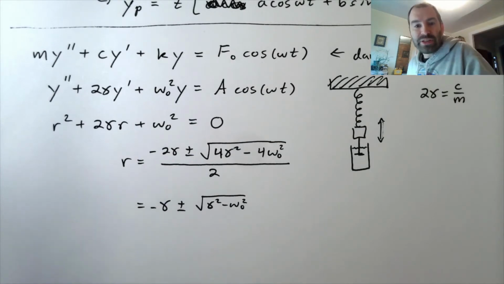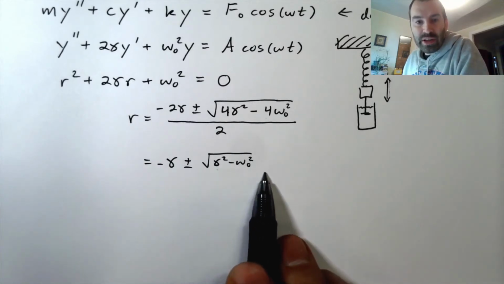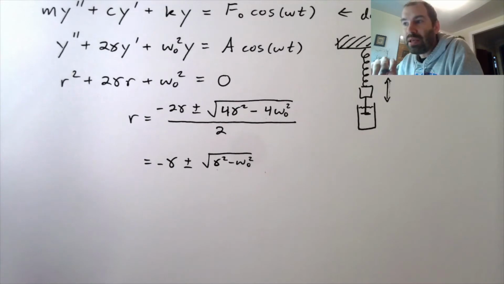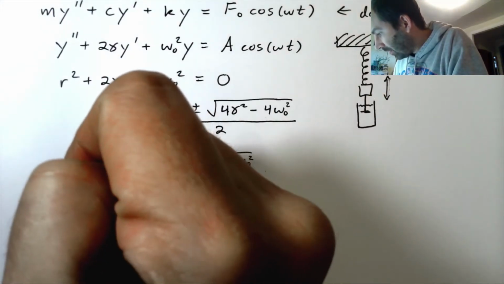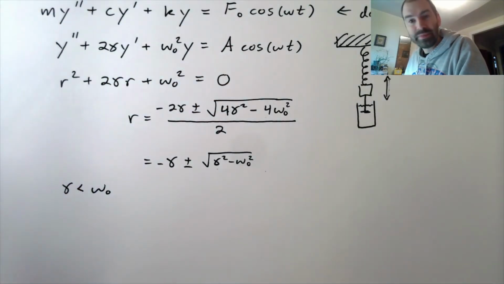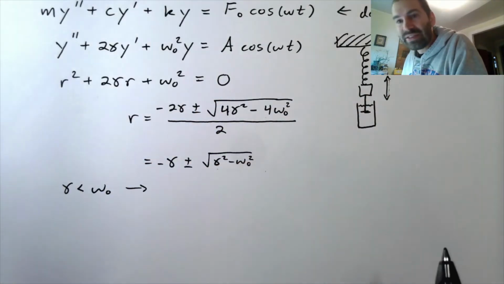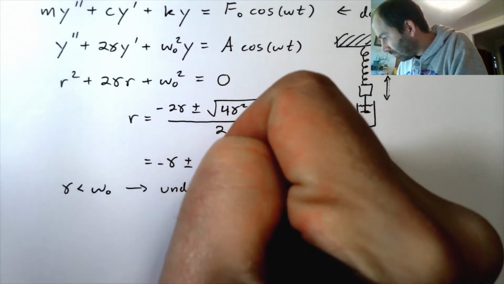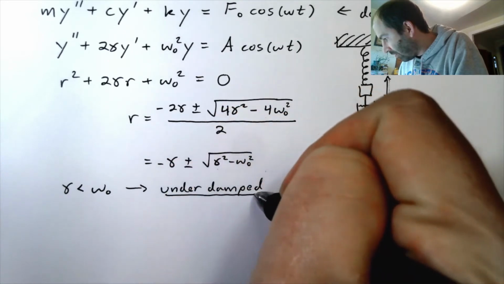Now, there are 3 situations that can happen here. This thing under the radical, that's called the discriminant, that thing could be negative. All right? So in other words, if gamma is less than omega naught, then we have a system that is underdamped. We call this underdamped.